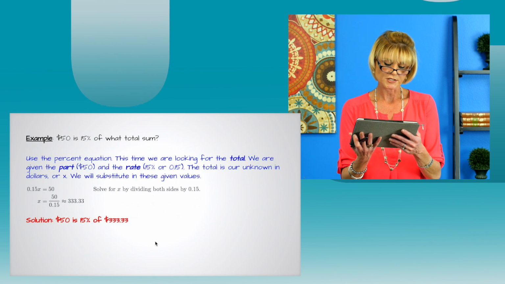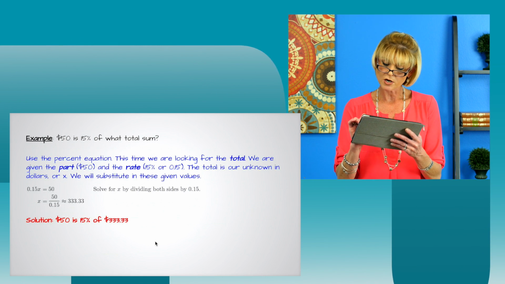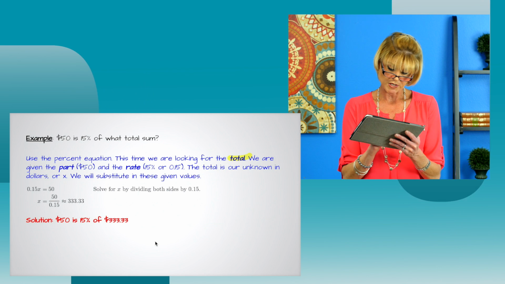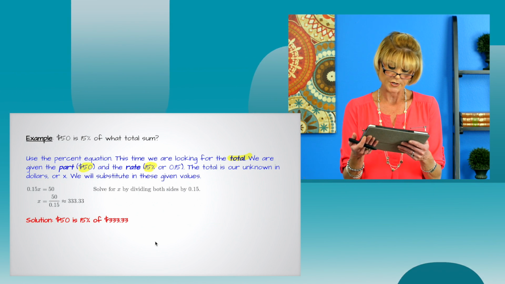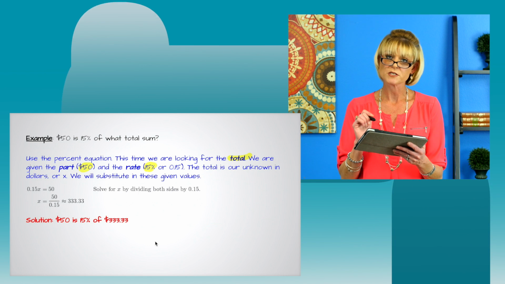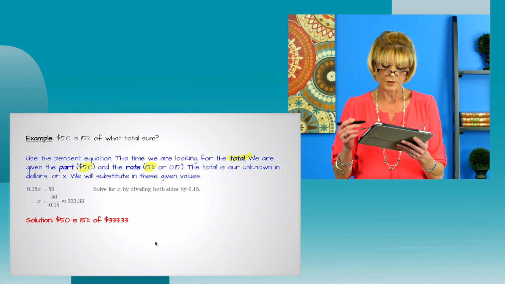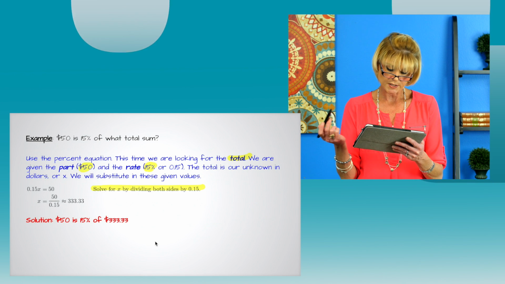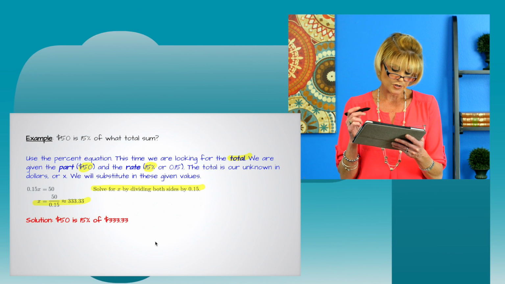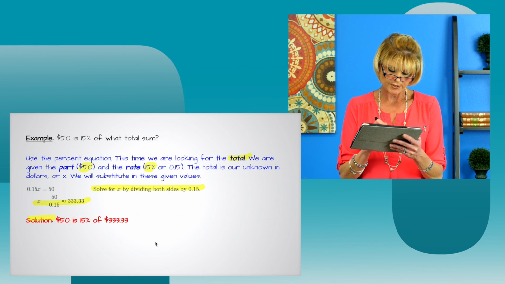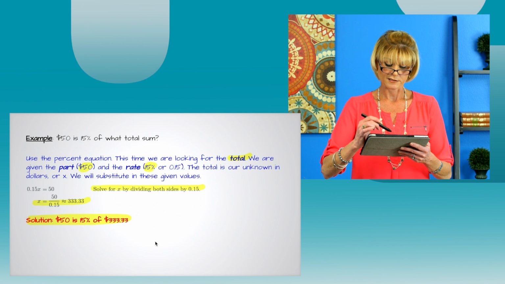One more. $50 is 15% of what total sum? This time we're looking for the total. We're given the part, 50, and the rate, 15% or 0.15. The total is our unknown in dollars, or x, and we'll substitute in these given values. So 0.15x equals 50. Pretty simple. Solve for x by dividing both sides by 0.15, and you get 333.33. So $50 is 15% of $333.33.